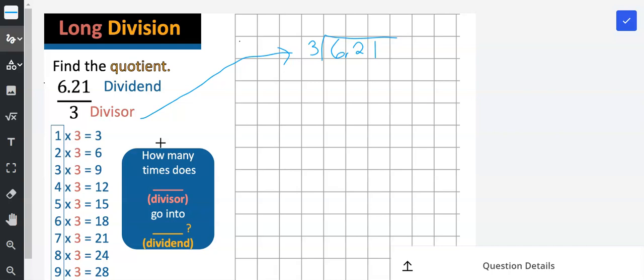And the divisor is the number we really need to worry about having a decimal. If I don't see a decimal in the divisor, then I don't need to move any decimals. So I can go ahead and move this decimal up to the top at the very beginning of the problem.